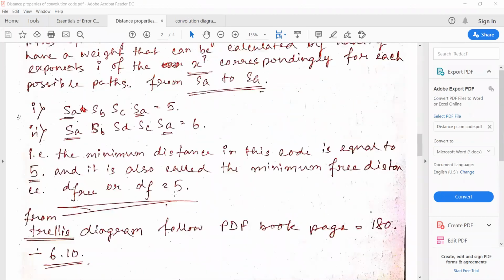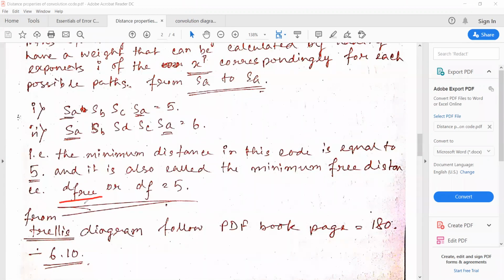So we have to consider the minimum path gain. So that is the minimum distance of the code, equal to 5. So that is my minimum distance of the code, the minimum Hamming distance. You can say that the minimum Hamming distance is 5. Okay, and it is also called the minimum free distance, that is D free.